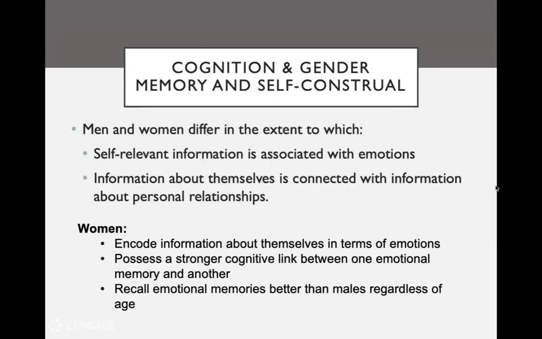What they found is that men and women differ in the extent to which self-relevant information is associated with emotions, and information about themselves is connected with information about personal relationships. With women, they found that they encode information about themselves more towards the emotion side. They associate with emotions whatever they feel about themselves. They possess a stronger cognitive link between emotional memory and another, and they recall emotional memories better than males, regardless of age.